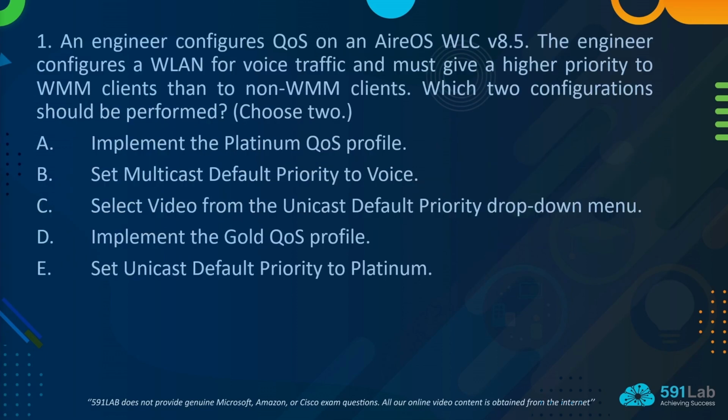An engineer configures the QoS, or quality of service, on an ENWLSI version 8.5. The engineer configures a wireless LAN for voice traffic and must give a higher priority to WMM clients than to non-WMM clients. Which two configurations should be performed?